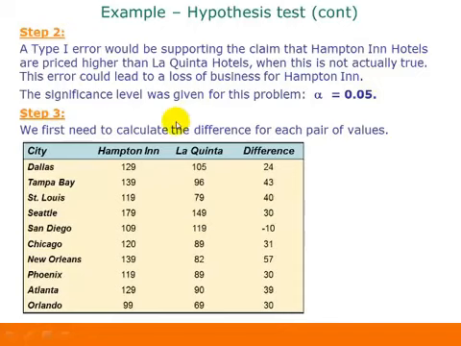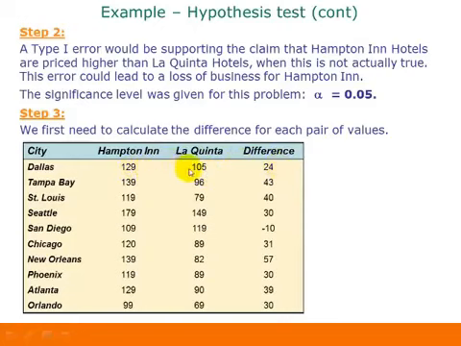So for step 3, we first need to calculate the difference for each pair of values. So here we have our Hampton Inn minus our La Quinta price, and in each of these we found the difference between the two values. And just when you're doing this, remember, whichever way you decide to do this, you take your value from population 1 minus your value from population 2 to get your difference.